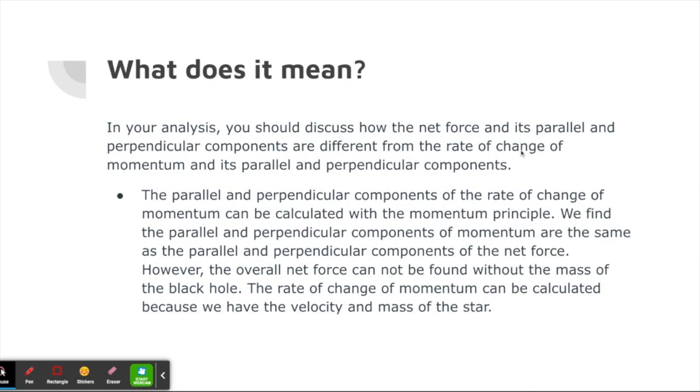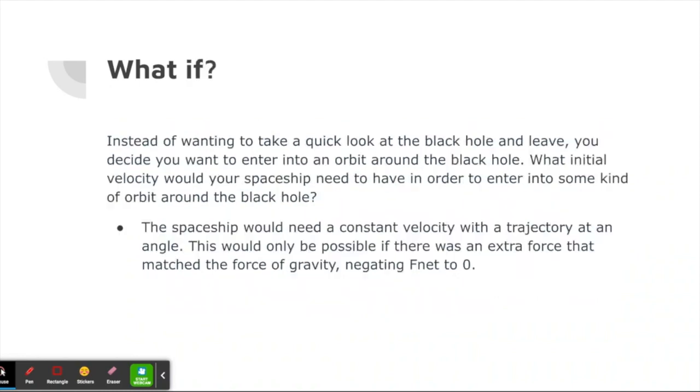So now, what does this mean? Basically, the parallel and perpendicular components of the rate of change of momentum can be calculated with the momentum principle. We find the parallel and perpendicular components of momentum are the same as the parallel and perpendicular components of the net force. However, the overall net force cannot be found without the mass of the black hole. The rate of change of momentum can be calculated because we have the velocity and mass of the star.